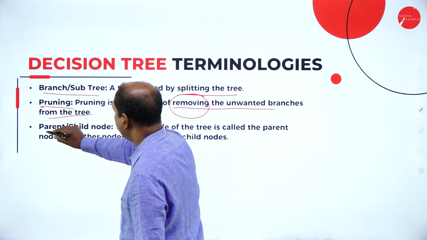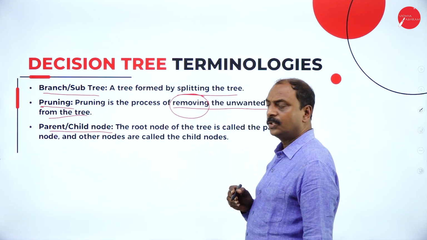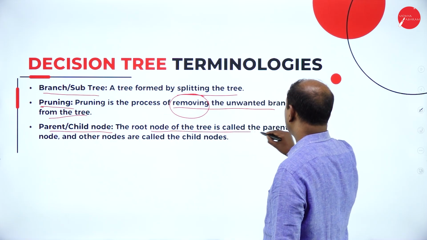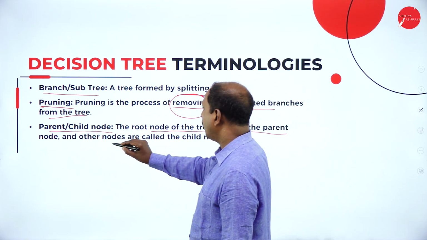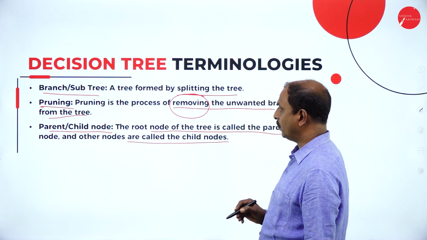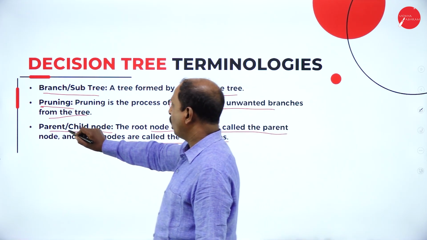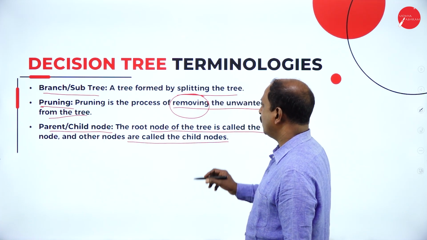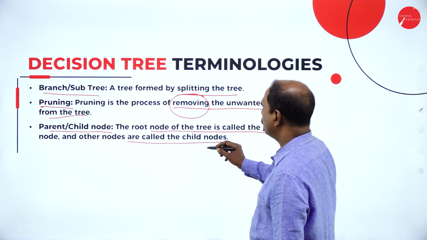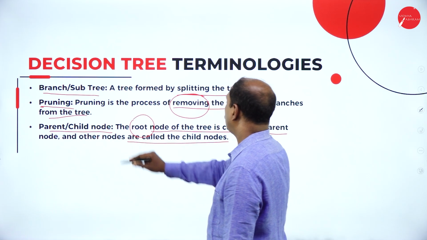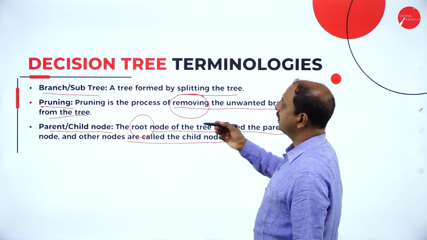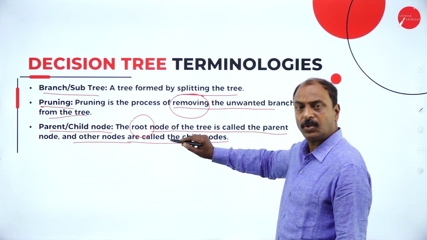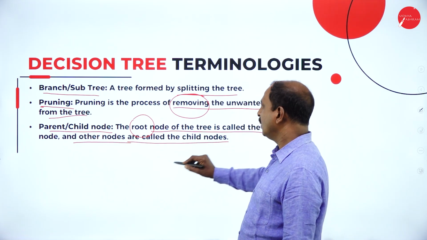Next definition is parent or child node. So what is the definition of this? The root node of the tree is called the parent node and other nodes are called the child nodes. So there are two concepts here. One is parent node, second one is child node. As per the definition, the root node is called the parent node, and the other nodes from that particular node are called the child nodes.